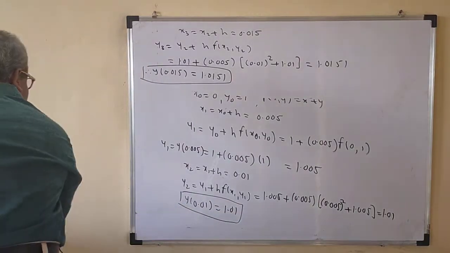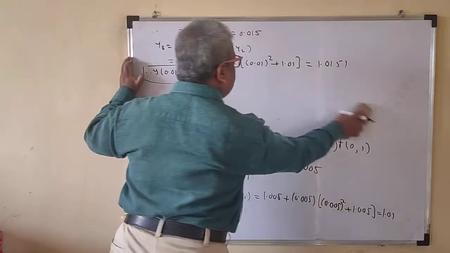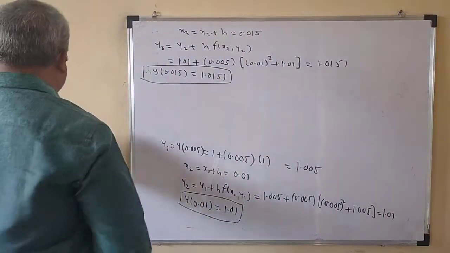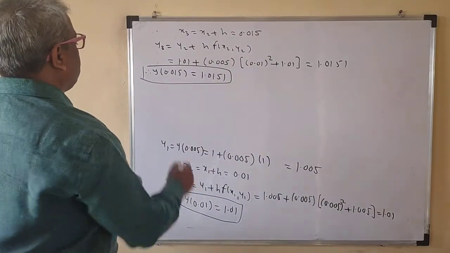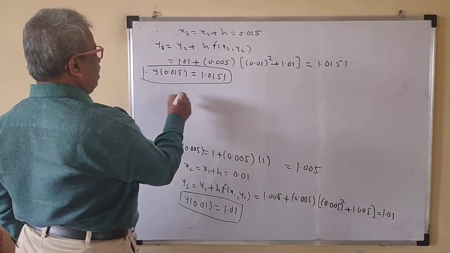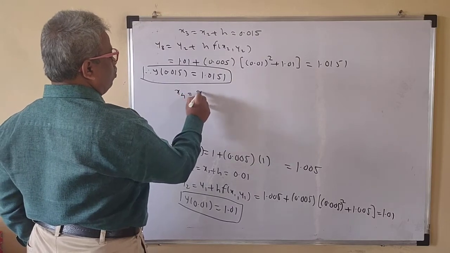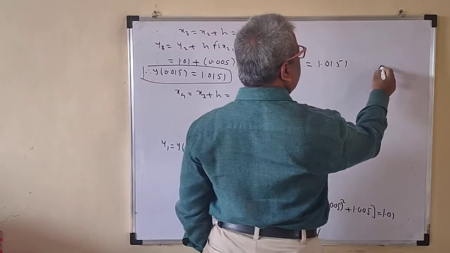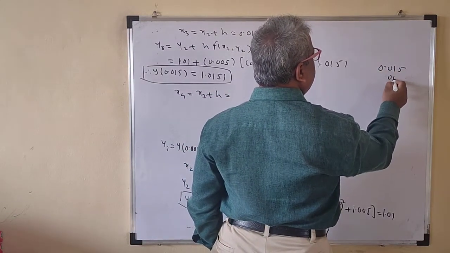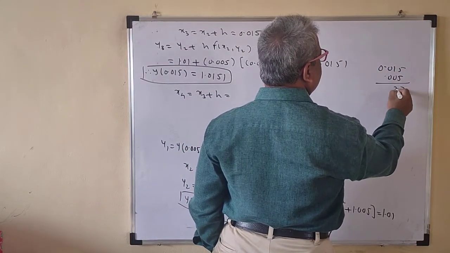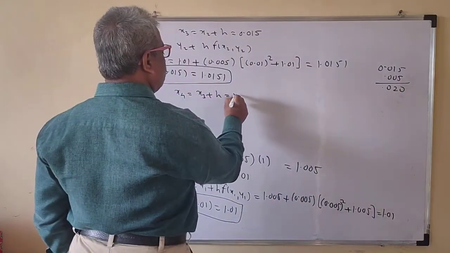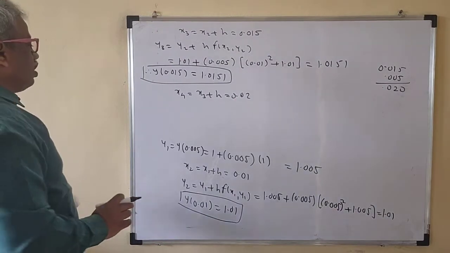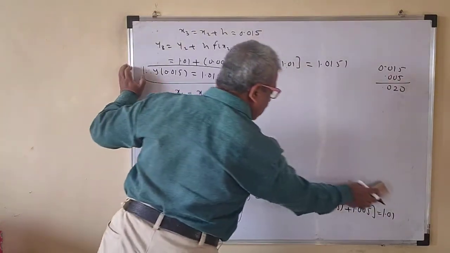So now we have to find y of 0.02. Okay. So now this is y3, x3. So your x4 is equal to x3 plus h. X3 plus h, so this is 0.015 plus 0.005, which is 0.02. That means this is your last iteration, so finding y4 is the last iteration now.